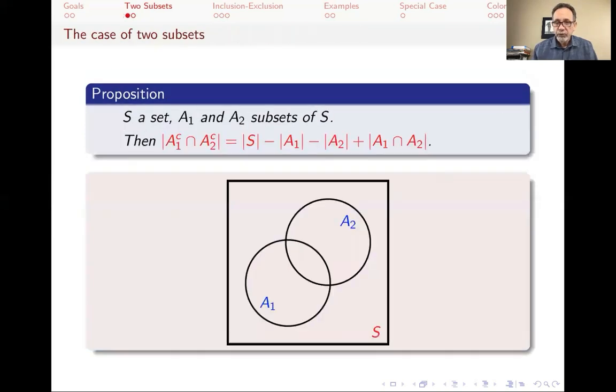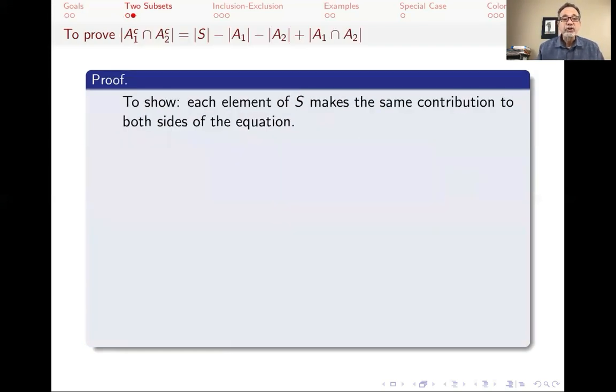This proof, as intuitive as it is, doesn't generalize if you don't have two subsets, but have 135 subsets. So we want to give another proof of this two subset scenario, one that will generalize. So what we want to prove again is that the size of A1 complement intersection A2 complement is the size of S minus the size of A1 minus the size of A2, but then we have to put back in the size of A1 intersection A2.